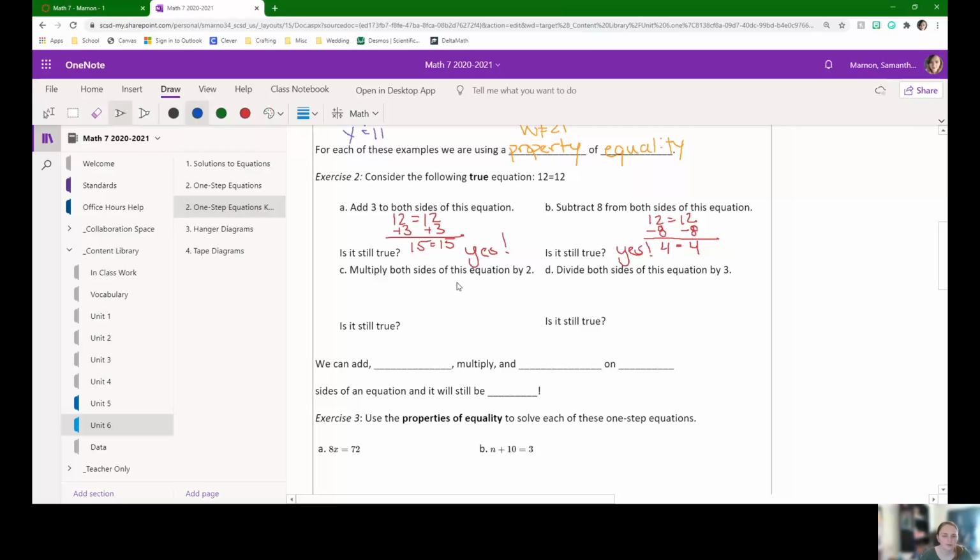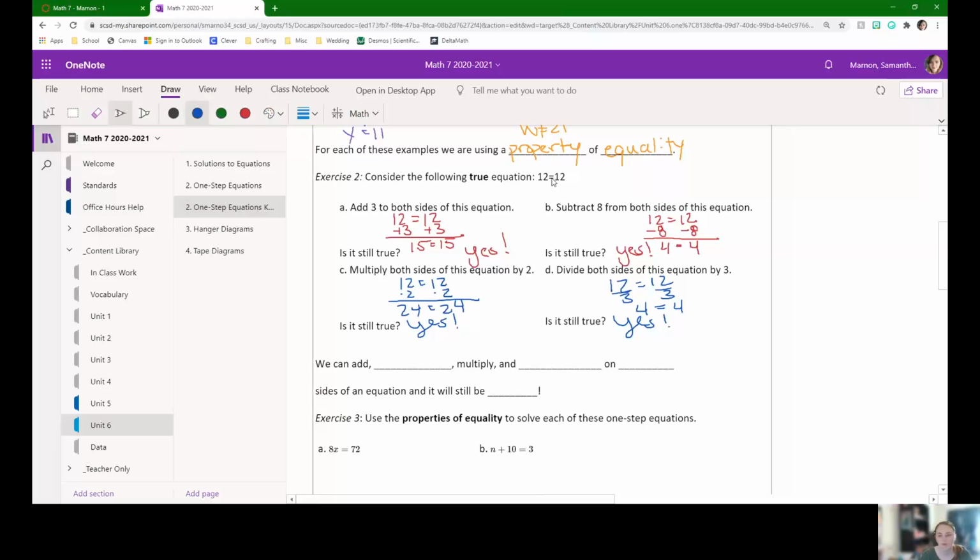Part C, multiply both sides by 2. So if we have 12 equals 12, we're going to multiply by 2 on both sides. 12 times 2 is 24, and 12 times 2 is 24. Is it still true? Yes. Last one, divide both sides by 3. So we start with 12 equals 12. We're dividing by 3 on both sides. We get 4 equals 4. Is it still true? Yes.